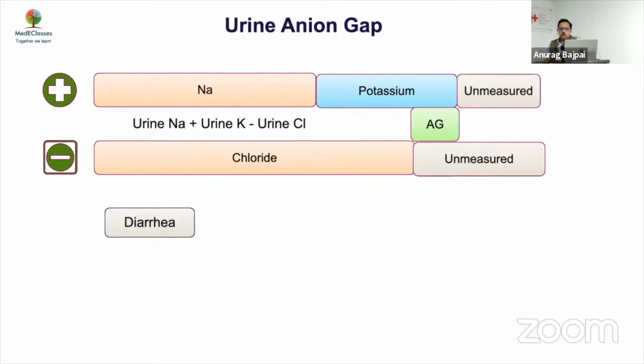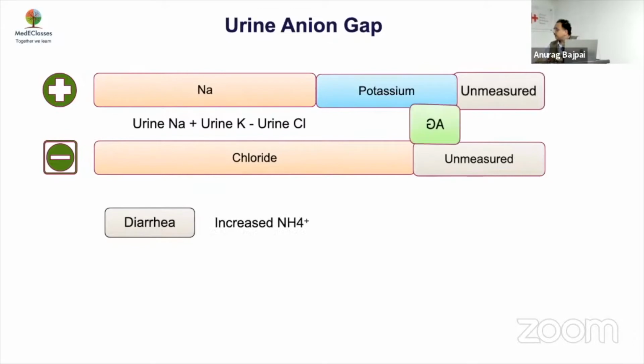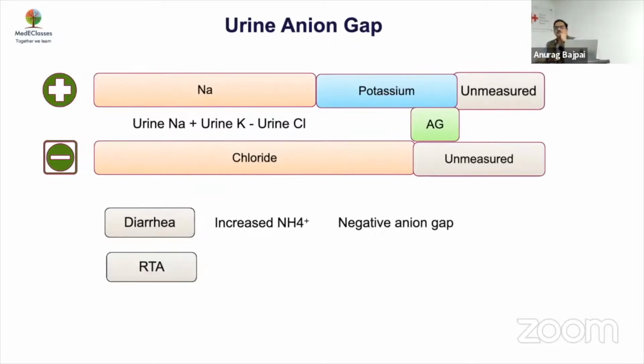What will happen to the urinary anion gap in diarrhea, Dr. Vibha? In diarrhea, there will be normal ammonium production, so the anion gap will be on the negative side, because the unmeasured side will increase. So the anion gap will become negative. What about RTA? There will be impaired production of ammonium, so the anion gap will be positive.